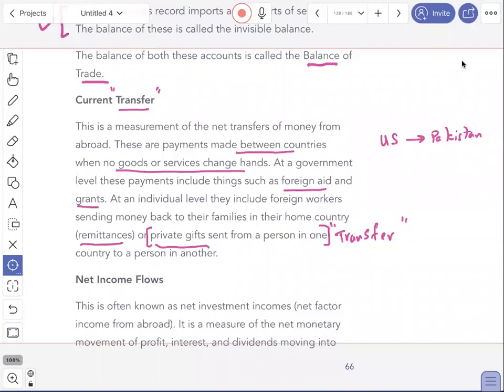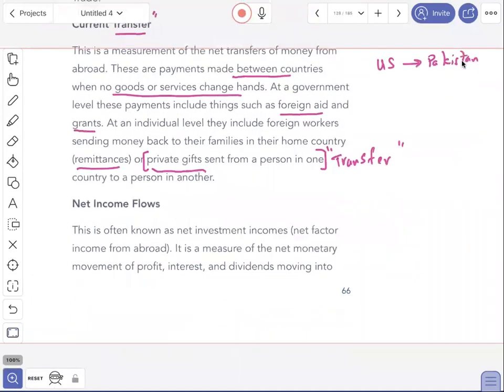So are we happy with current transfers? Are we good to move on? So what are current transfers? These are all these payments for which no output is produced in return, like grants, like foreign aid, for example, even remittances and private gifts. Okay, Arisha, are we good to move on?